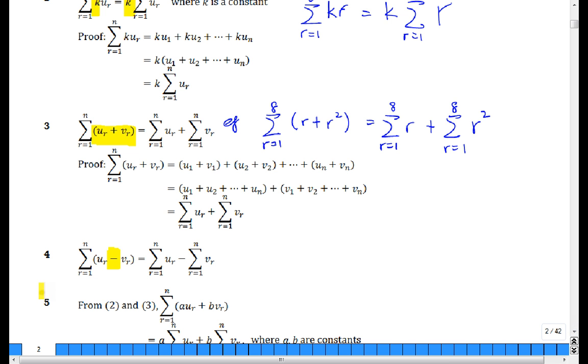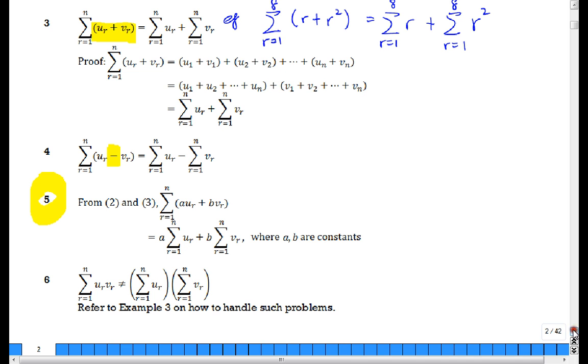Now, the 5th result is a generalization from 2 and 3. You see, I'm going to give a quick example now. If I have summation of 2r plus 3r squared, I use result number 2 and result number 3. I can do two things at one go. I can split out the summation, and I can factorize the 2 and 3 out. So that is essentially what result number 5 is. Okay? Not difficult, huh? So I don't intend to write down, you can write on your own. Okay? Can we survive? Good.